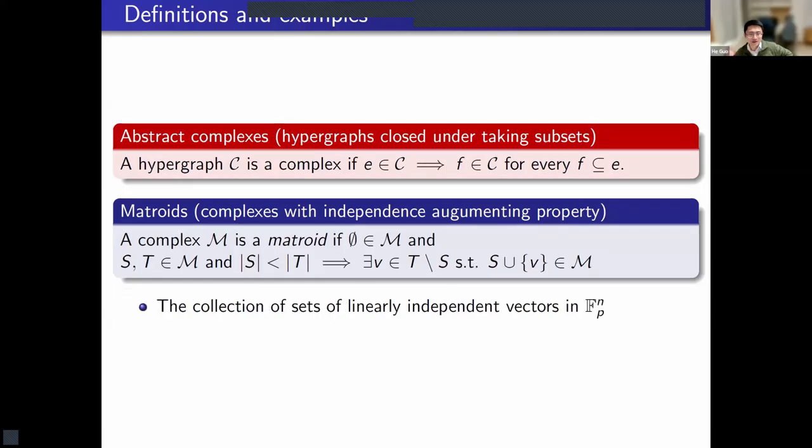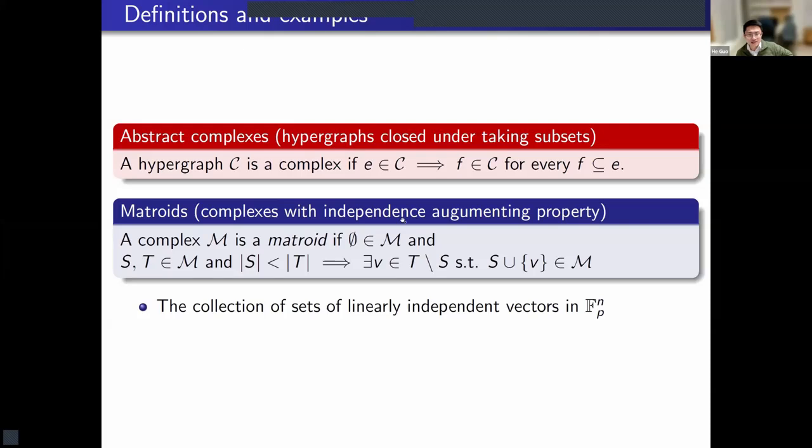One more example about the matroid is the following. If we consider the collection of the sets of linearly independent vectors in some finite dimensional vector space, then we can see that this collection forms a matroid. So we can check them one by one. If you have a set of linearly independent vectors, then any subset of it is still linearly independent.